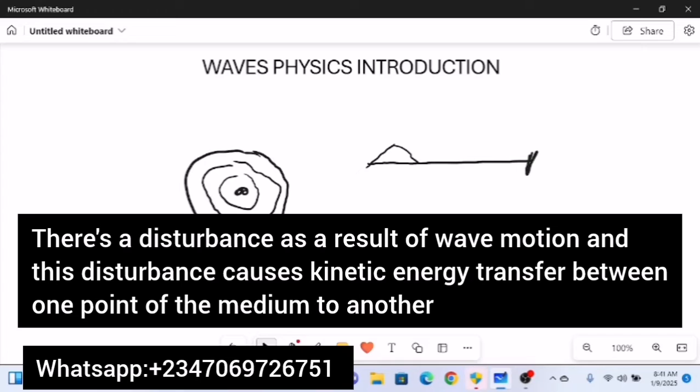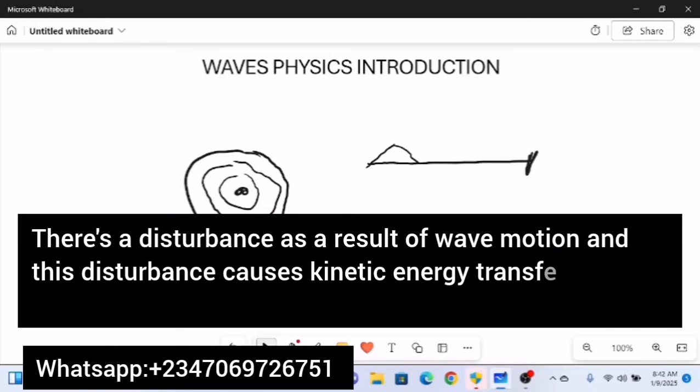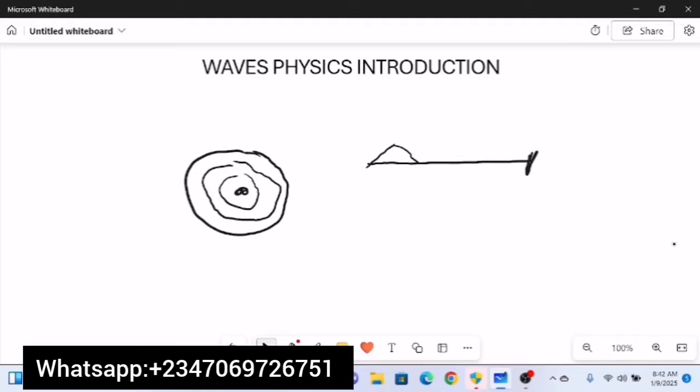So what happens is there's a disturbance as a result of wave motion, and this disturbance causes a kinetic energy transfer from one point of the medium to another, and the medium in this case could be a river or a pond. The medium can also be a string or a cord as explained here. So kinetic energy is being transferred from one part of the medium to another, but there's only limited movement of the medium and every other particle that is within that medium.